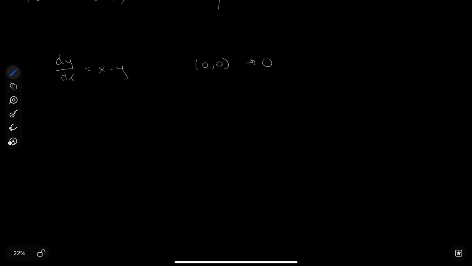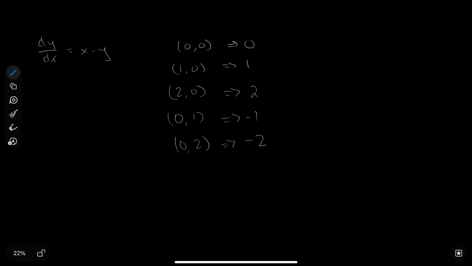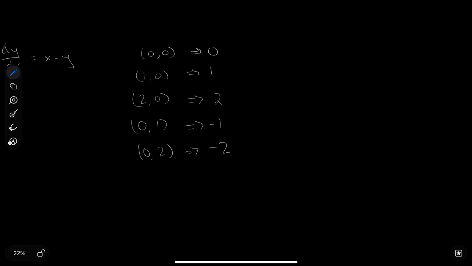Great. Now let's plug in 1, 0. Plugging that in, we would get 1 minus 0, which is just 1. If we want to take the point 2, 0, we would get the slope 2. Then if we wanted to take the point 0, 1, we'd have 0 minus 1, so negative 1. 0, 2 gives us negative 2. Great. And also, you can see where x equals y, so the point 1, 1, we would have a slope of 0, and so on.